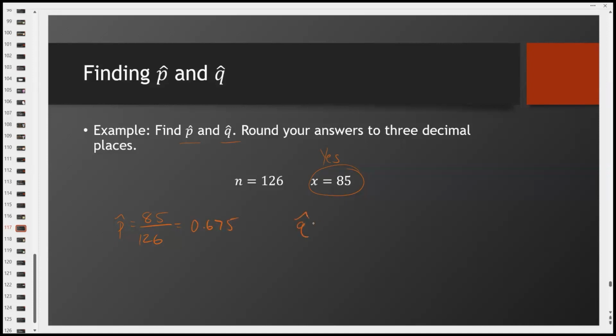And so we can find Q then in a few different ways. We can say it's 1 minus P, which is just 1 minus 0.675, or 0.325. And so we have Q this way. And we can also figure out, if this many people said yes, how many said no by just subtracting there. 126 minus 85, that means 41 said no. And then we could find Q that way. 41 over 126 is going to give us the same thing we got before, 0.325. Either way works. We now use these proportions to find the margin of error.